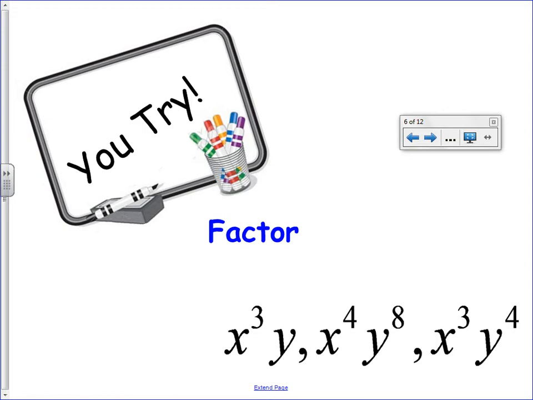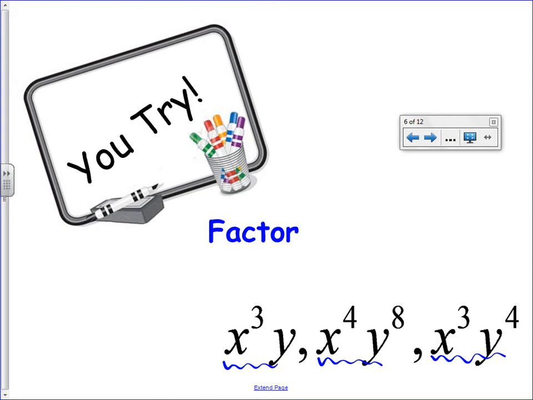We're going to do examples of that. We're going to put them together. So I have 3 terms here. This one's a little bit different. I have x cubed y, x to the exponent 4, y to the exponent 8, x cubed y to the exponent 4. What is the greatest common factor between those terms?